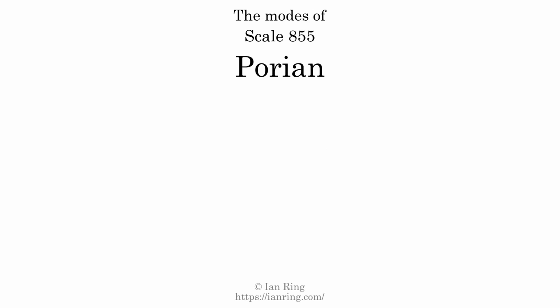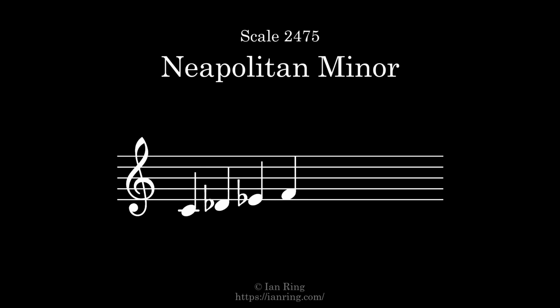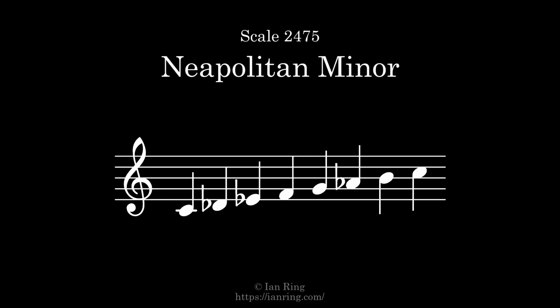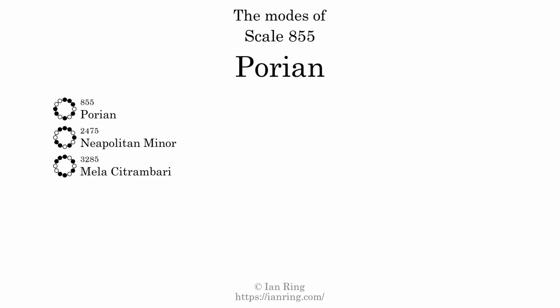This scale has 7 modes. The first mode is itself. The second mode is scale 2475, also known as Neapolitan minor. It sounds like this. The third mode is scale 3285, also known as Mila-Citrambari. It sounds like this.